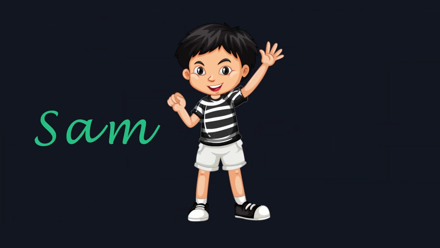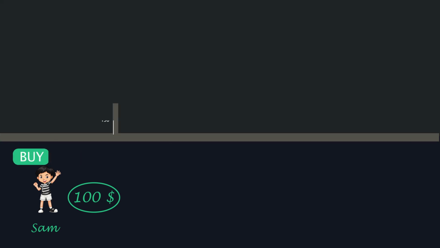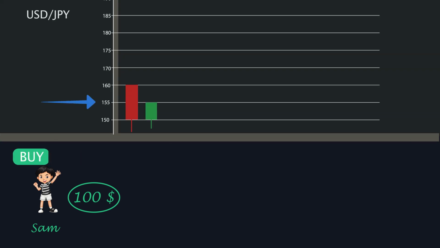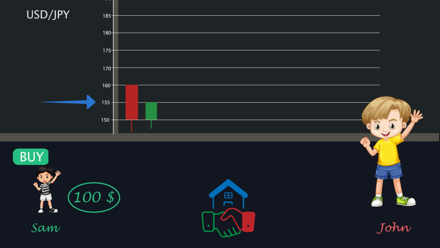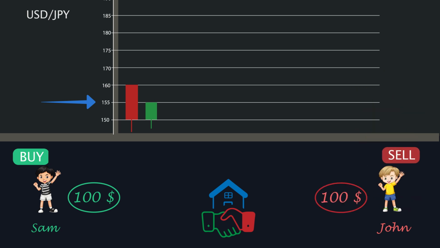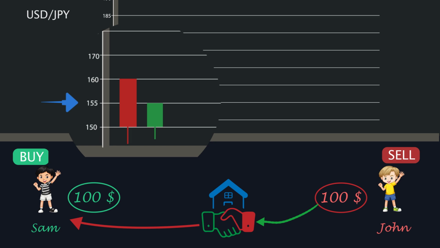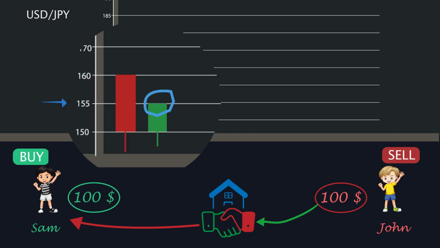Here is Sam. He wants to buy 100 USD, spending some Japanese yen. First, he needs to signal to his broker, stating the amount and at what price to buy. If he wants to buy at the current price, the broker needs to find a suitable offer at the current price in the Forex market. Luckily, John is willing to sell 100 USD at the same price, hoping to buy some Japanese yen. The broker buys 100 USD from John through the Forex market and sells to Sam. Your order was filled instantly at the current price. The price was not moved.